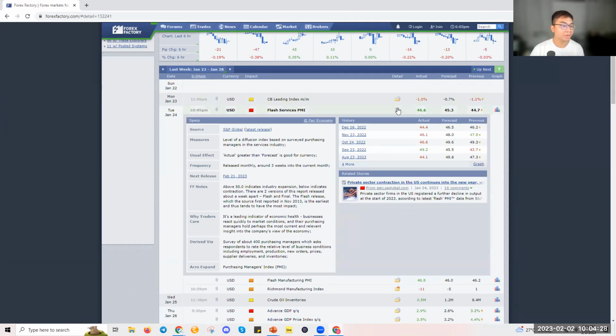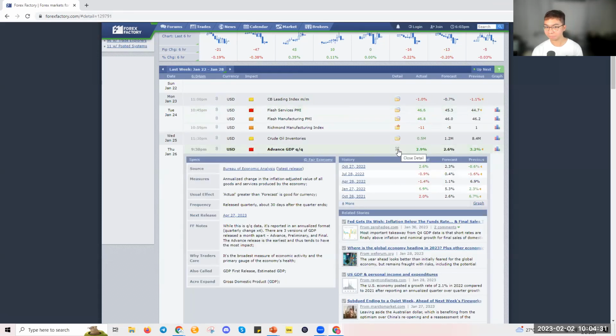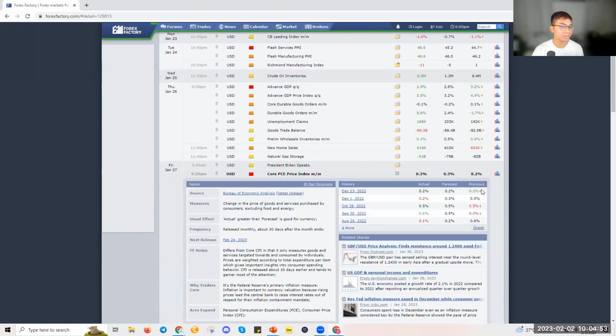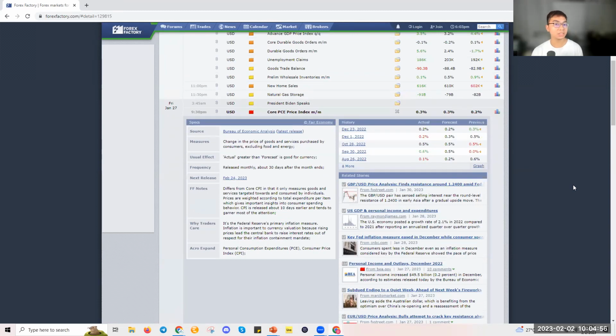We also have the advanced GDP release. The advanced GDP saw a 2.1% growth in 2022, despite challenges like recession fears and high prices. The job market remained strong and people were still very optimistic about the future. Last but not least, on Friday, the core PCE price index was released. It decreased, suggesting that high prices may be coming to an end. Additionally, the cost of food and energy also decreased, which is a sign that inflation is slowing down.